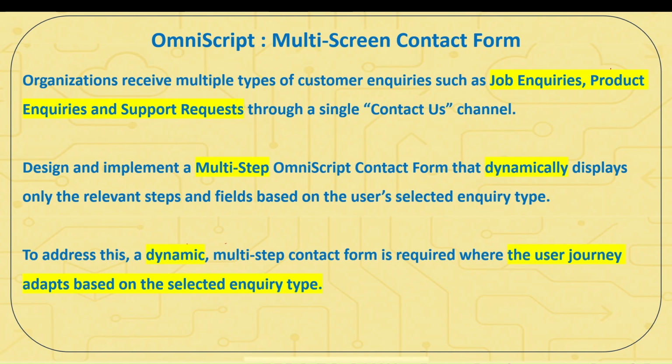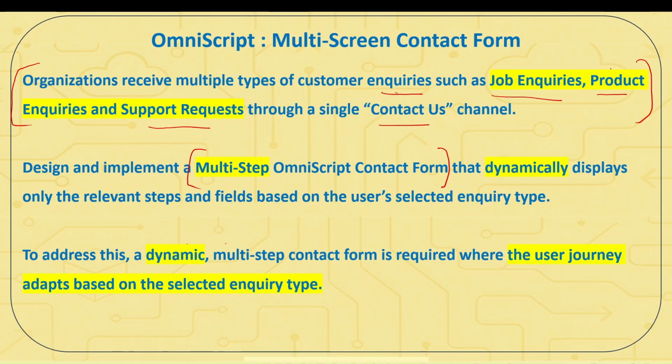Now, what's the problem statement? In the previous two videos, we are continuing with the same use case. If you have not watched the previous two videos, kindly watch them and then come to this video. What is the problem statement here? The organization is receiving multiple types of customer inquiries, like job inquiry, product inquiry, or support request, through a single contact us form. Then we need to develop a multi-screen, or I can say multi-step, contact form.